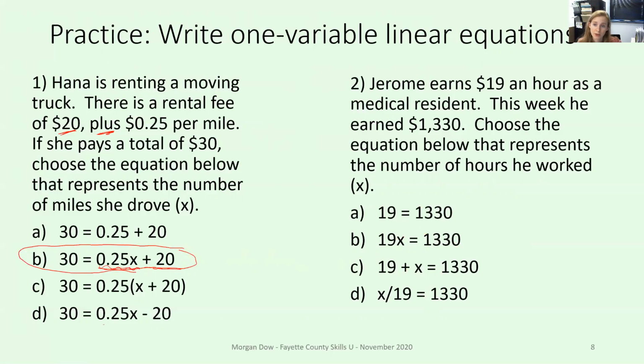Well, if it's $19 an hour, it should be 19 an hour times the number of hours he worked. That's what would give you the total earnings of $1,330. So again, choice B is the one here that says $19 an hour times the number of hours equals $1,330.